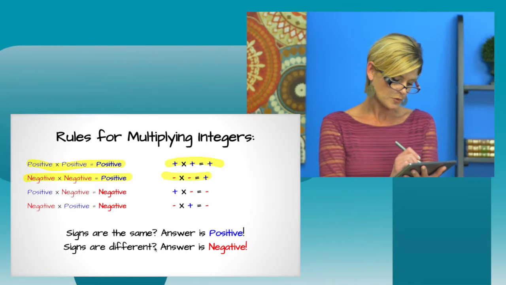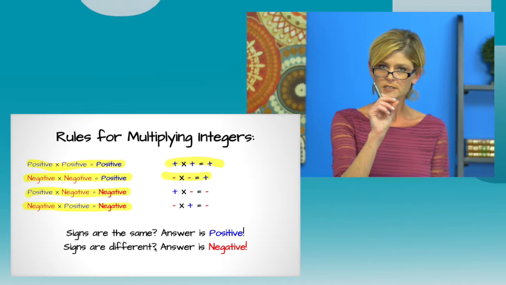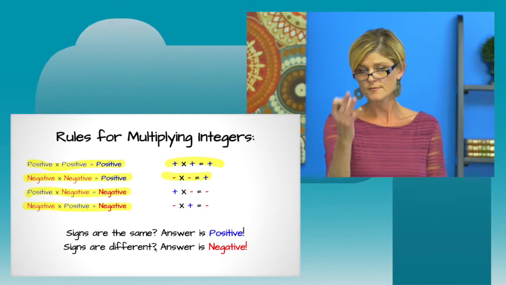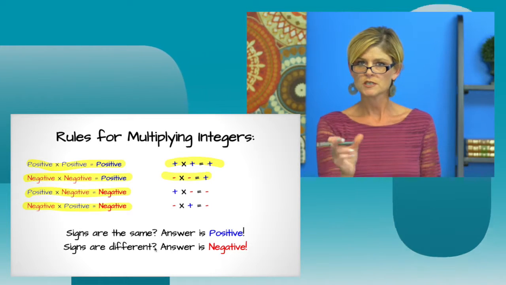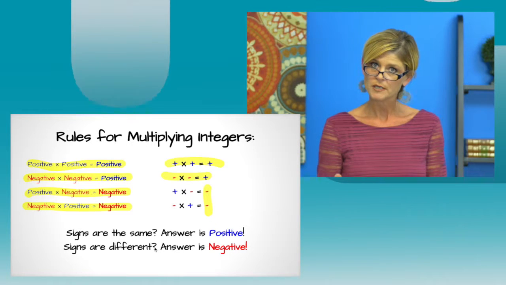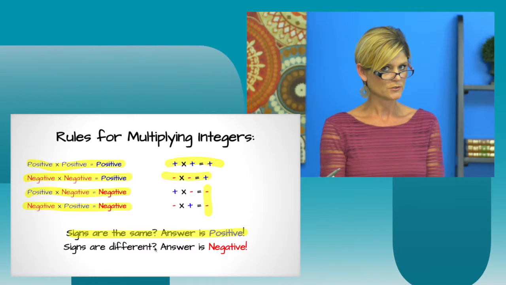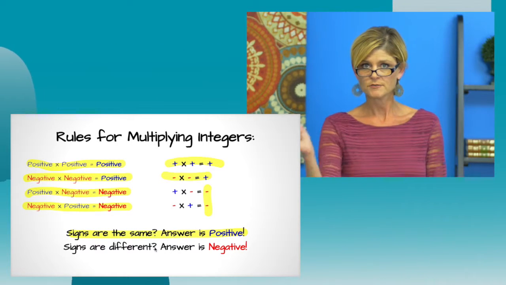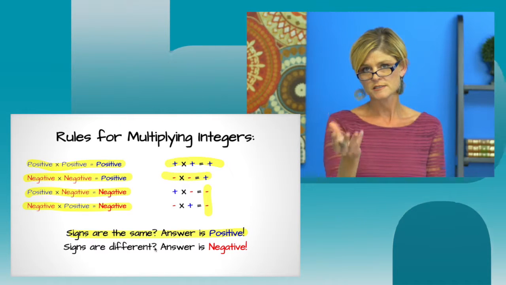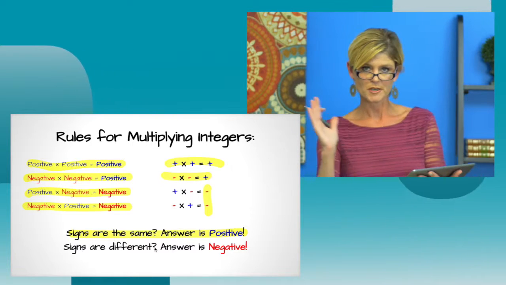Then, if you have a situation where you have one number that's positive and one that's negative, or vice versa, negative and positive, in any situation, if the two signs are not the same, your outcome is always going to be negative. So it's actually pretty simple. If the signs are the same, your answer is positive. Positive, positive, positive; negative, negative, positive. But if you have signs that flip, positive times negative is going to be a negative, and also a negative times a positive is a negative.